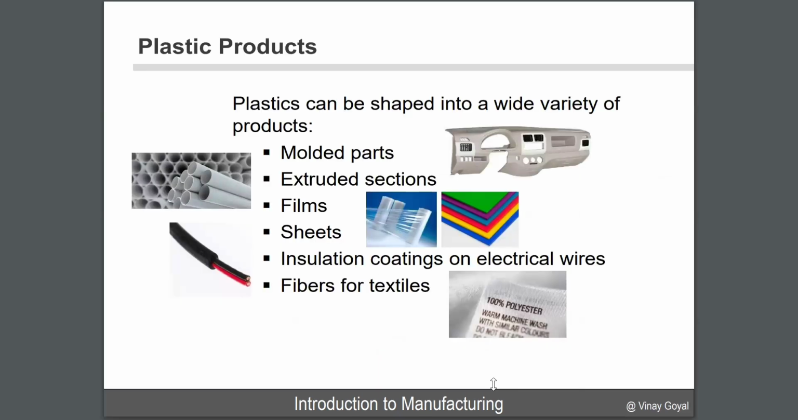Here are some examples of plastic products that are possible. Plastic can be shaped in a variety of ways. You have molded parts, extruded sections, films, sheets, insulation coatings, electrical wires, and fibers for textiles. So different approaches can be developed, and here you can see some of the images for that.